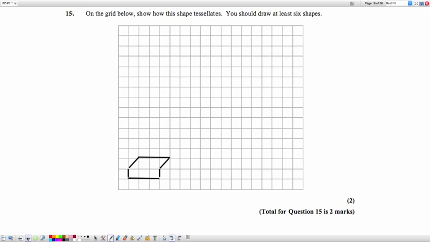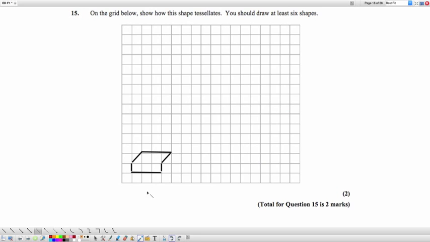On the grid below, show how this shape tessellates. You should draw at least 6 shapes. So we need to repeat this shape to make a pattern where there are no spaces. So the shape needs to be identical. Let's start here by drawing a shape next door. We have 3 here, 1 here, 1 here, diagonal here, diagonal here, and connecting here.